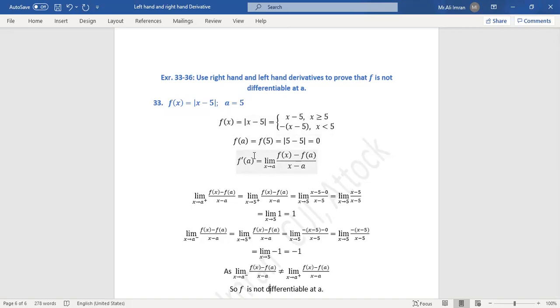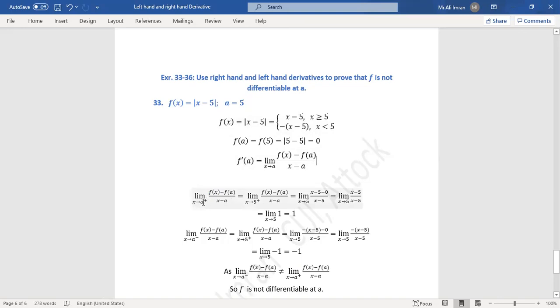Now to check the left hand and right hand limit, we will use the definition of derivative at point A. The definition of derivative at point A is f prime of A is equal to limit x approaching A, f of x minus f of A divided by x minus A. This is the definition of the derivative at some particular point A. Now we will use this definition and the concept of the left hand limit and right hand limit to check the differentiability. Limit x approaches a plus of f of x minus f of a divided by x minus a.